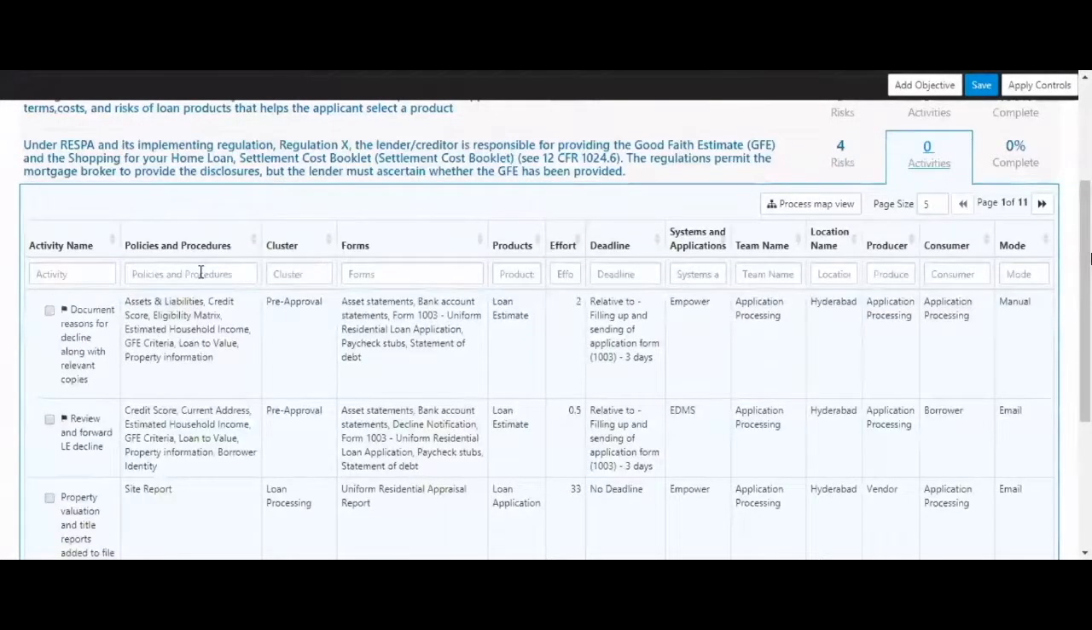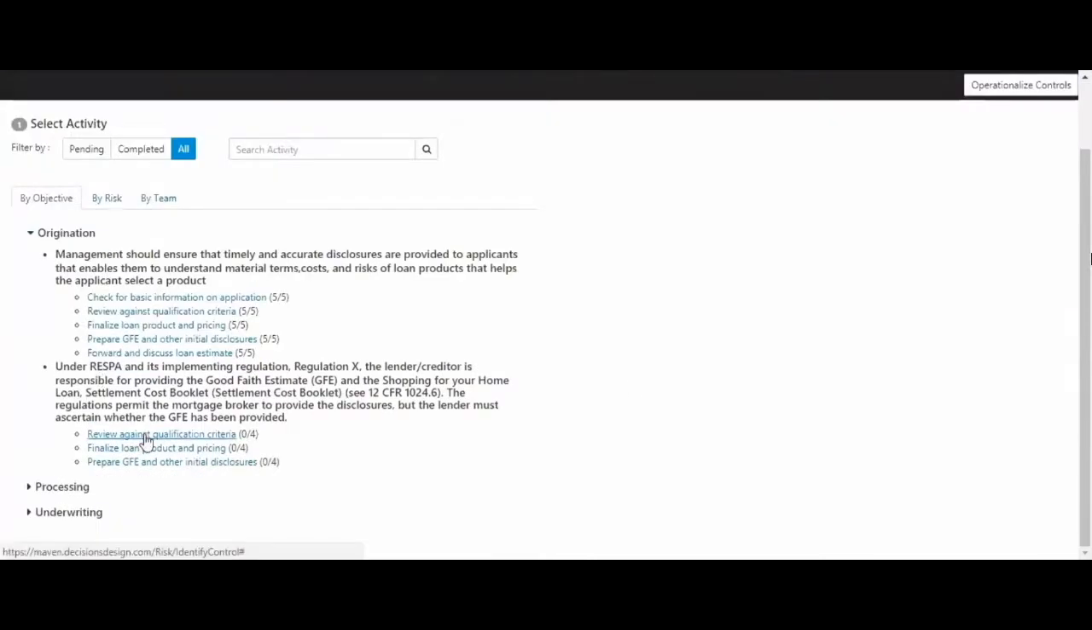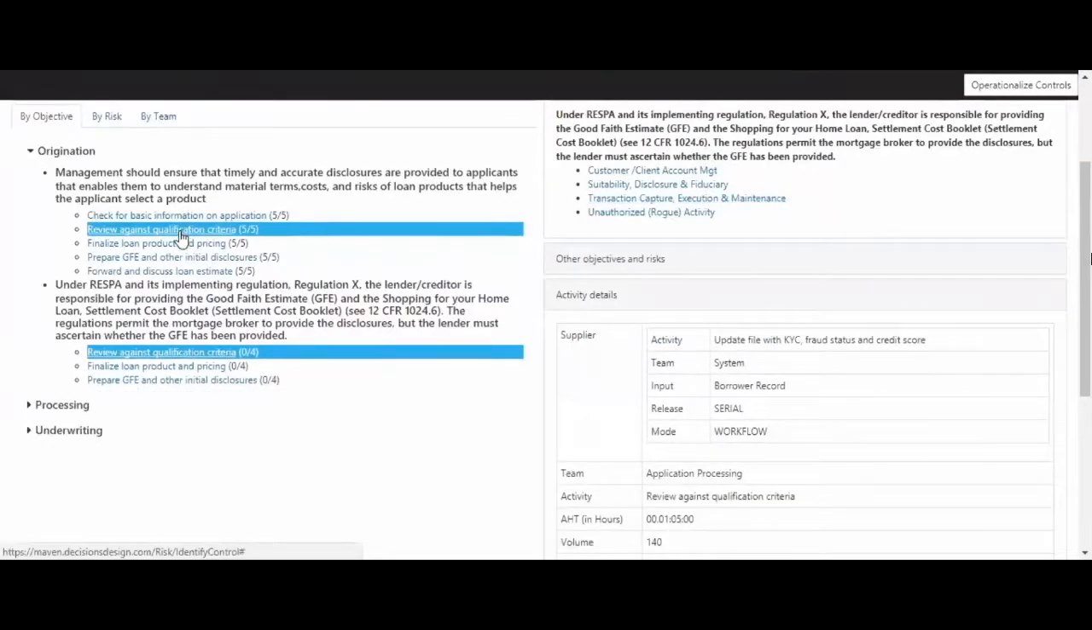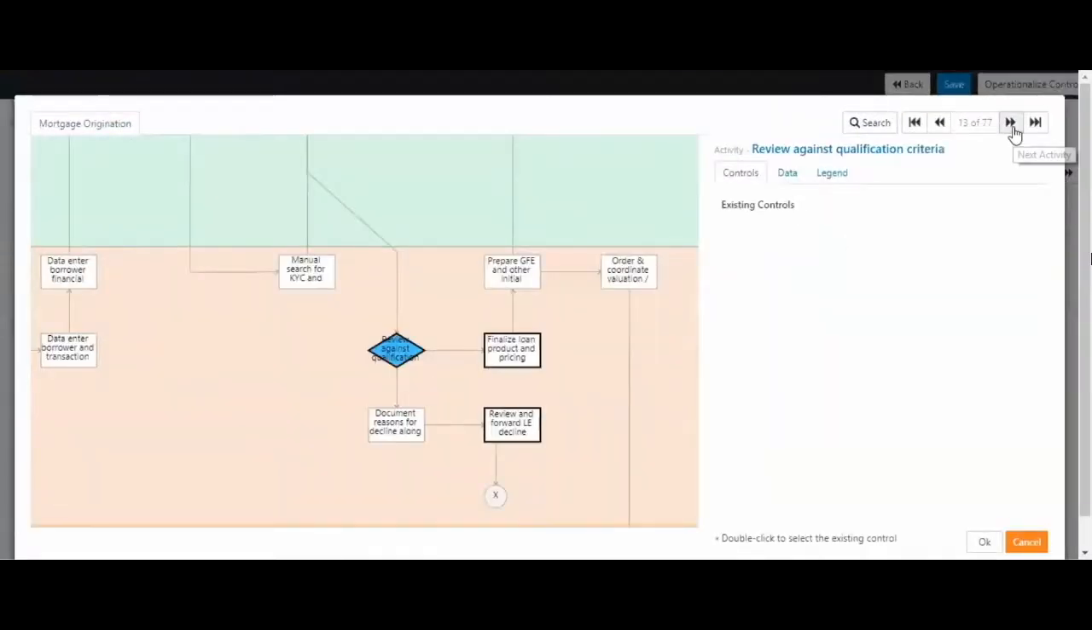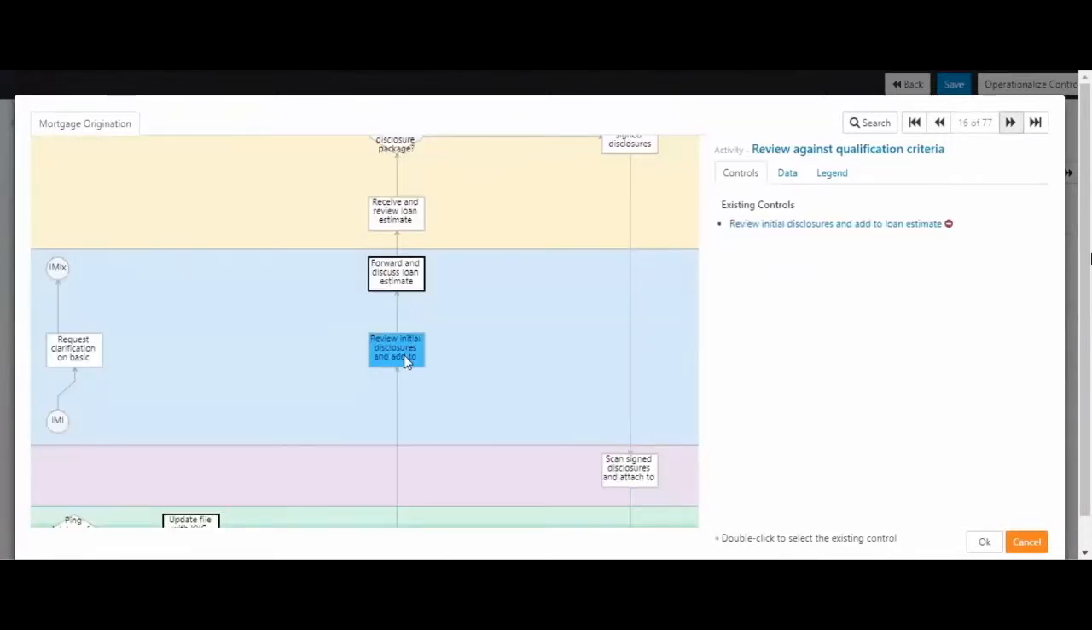It lists the activities in the process map, in order of their conformity with the objectives. Users can then select the activities that correspond to these risks. Now it attempts to determine whether we have existing controls for these activities. The user selects this as a compensatory control for the activity under consideration.